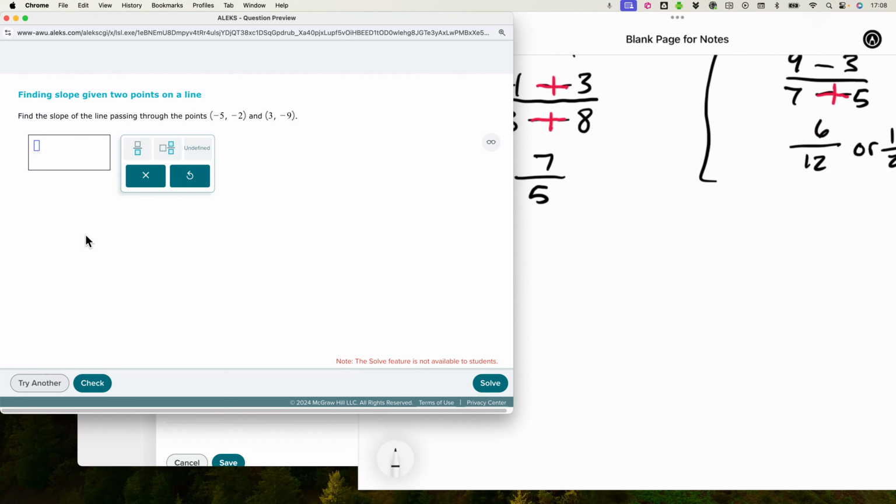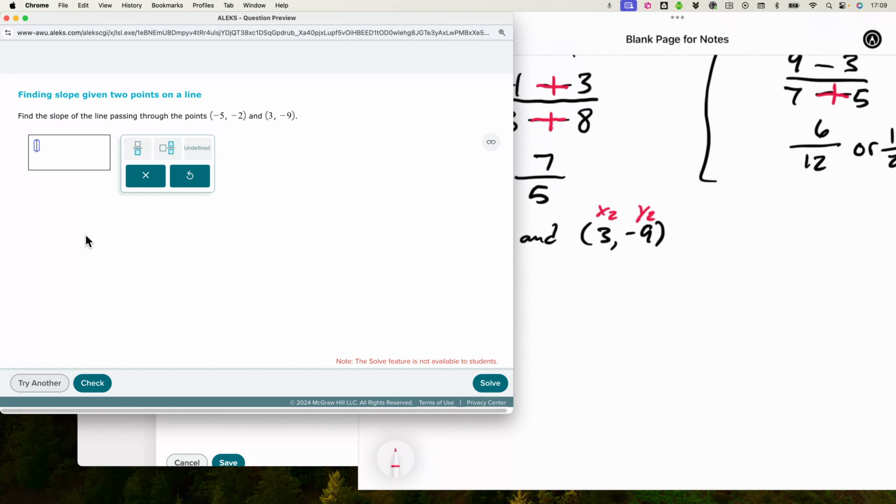We will have -5, -2 and 3, -9. y2 minus y1 over x2 minus x1. Need to label. Don't be a bad example. x1, y1, x2, y2. Set up our template with our minus signs already in there. -9 minus -2. 3 minus -5.